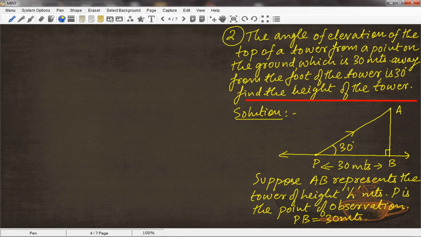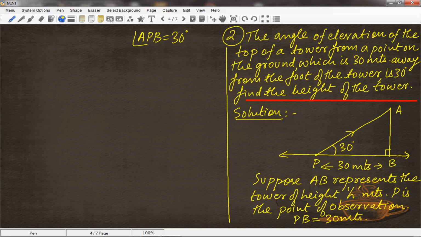And of course the angle is also there. What is the angle there? Been given. Angle APB is equal to 30 degrees. Angle भी mention कर दिया.